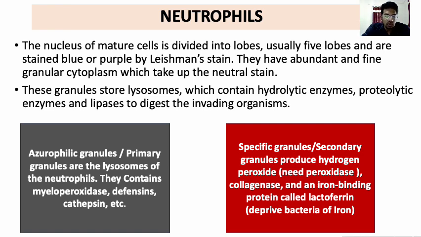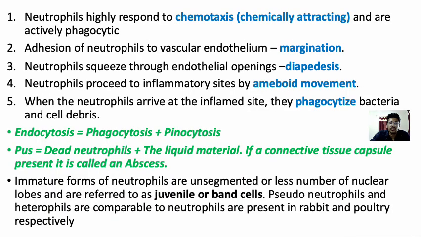While the specific granule or secondary granule contains hydrogen peroxide, which requires the peroxidase enzyme for its activation, collagenase, and most importantly, an iron binding protein called lactoferrin. Bacteria require iron for their survival. But if the neutrophil attacks it, the neutrophil has lactoferrin, and the presence of lactoferrin deprives the bacteria of iron, so the bacteria cannot survive.